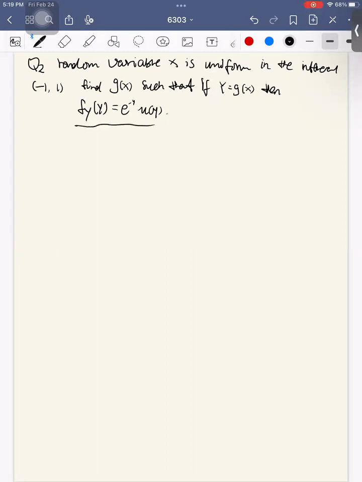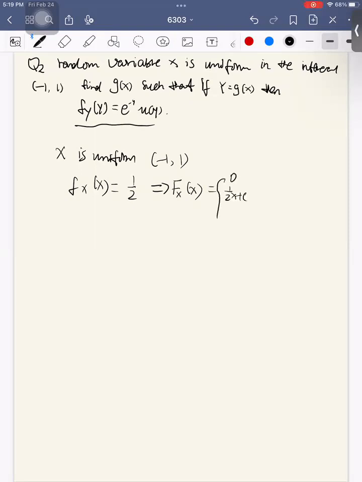So according to the question, we know X is uniform in the interval -1 to 1. So we can say small f_X is equal to 1/2. And then we can have this equation, the capital F_X, which is the integral of the f_X in here. So we have this value in here after taking the integral.